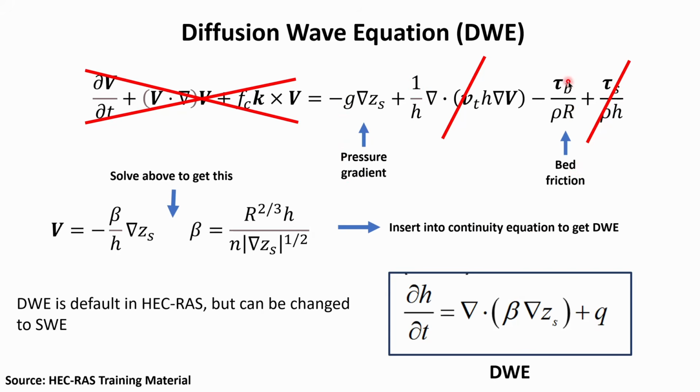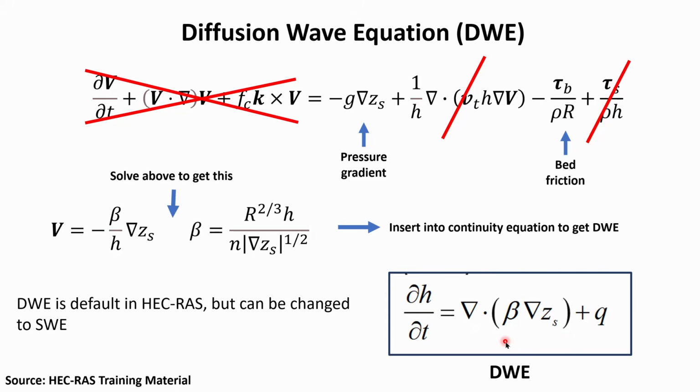And this simplifies the equation a lot. When we solve the momentum equation just for the bed friction and pressure gradient, we end up with this equation for velocity, where beta is a coefficient, and this is the expression for that beta. And when you use this expression for velocity in the continuity equation, eventually you end up with this expression to solve for the water depth and the velocity.